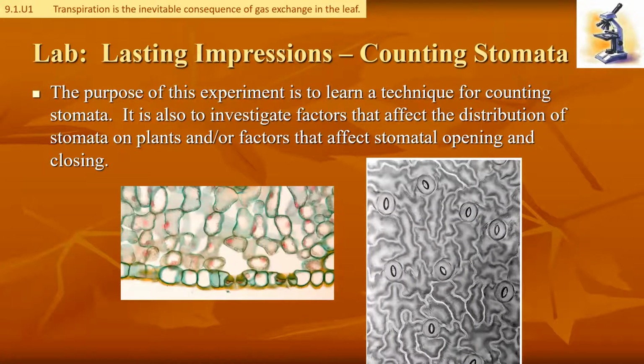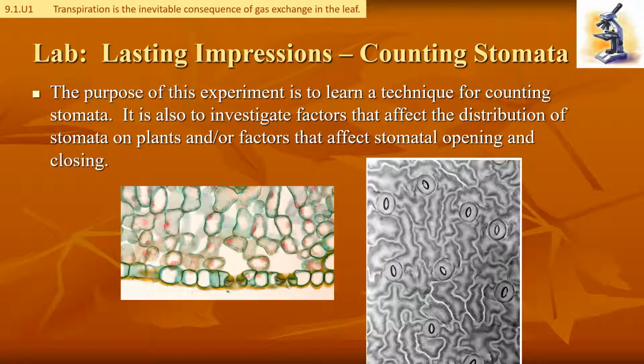Okay, so returning to this idea of stomata and the lab activity that we're going to be doing today, the major purpose is that you're actually going to learn a new technique for making an impression of the stomata on the underside of a leaf, and then for counting those stomata. You will then use this new information to design a lab activity where you will either look at the effect of factors that affect the distribution of stomata on plants or factors that affect stomatal opening and closing. So that will be the second part of your lab.